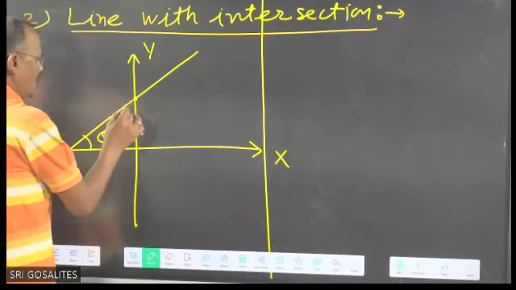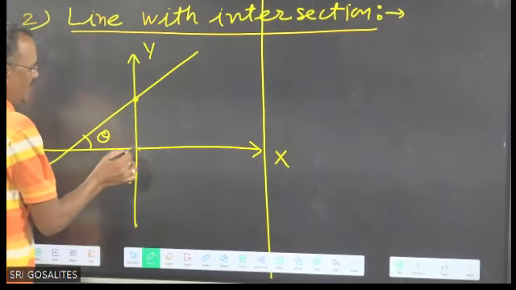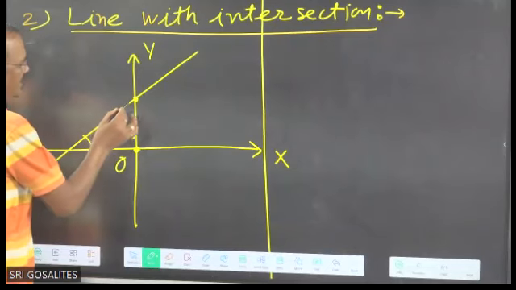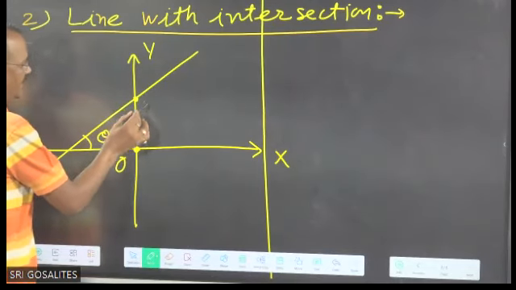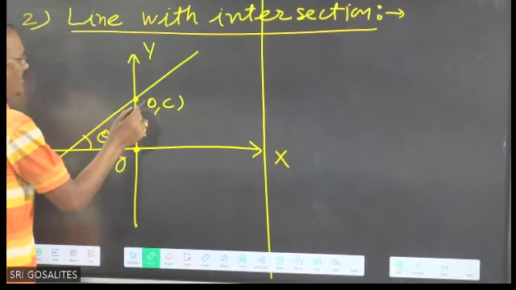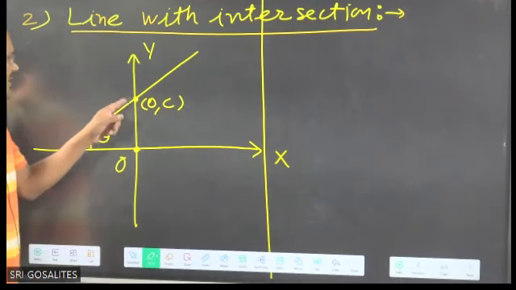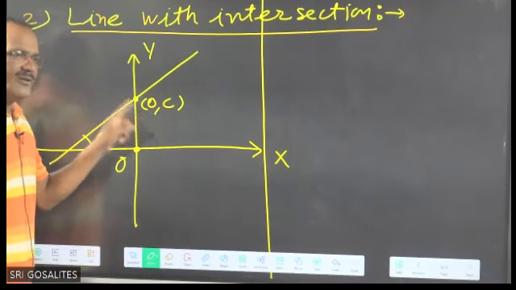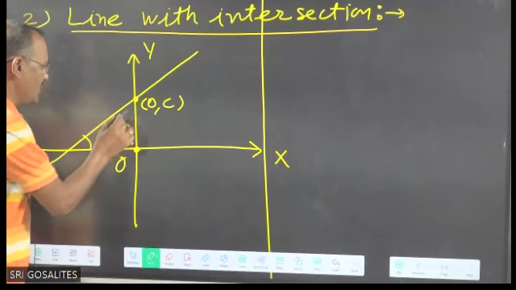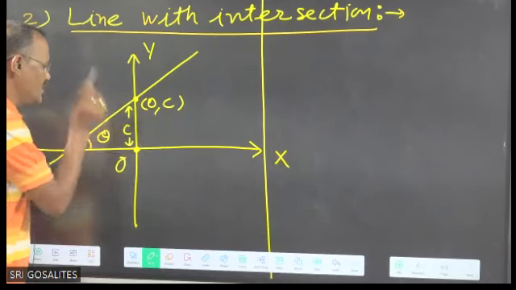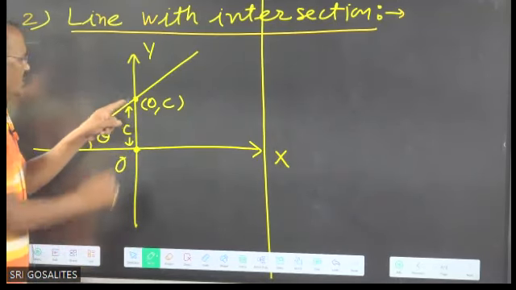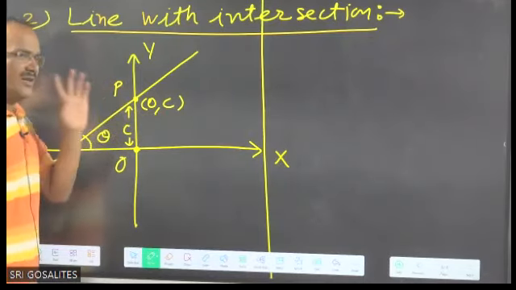Okay. Suppose this line, this is the origin, of course, it's cutting the y-axis at the coordinates 0, c. Because at the y-axis, x coordinate will be 0. This distance, suppose how much? C. So y coordinate of this point will be c.